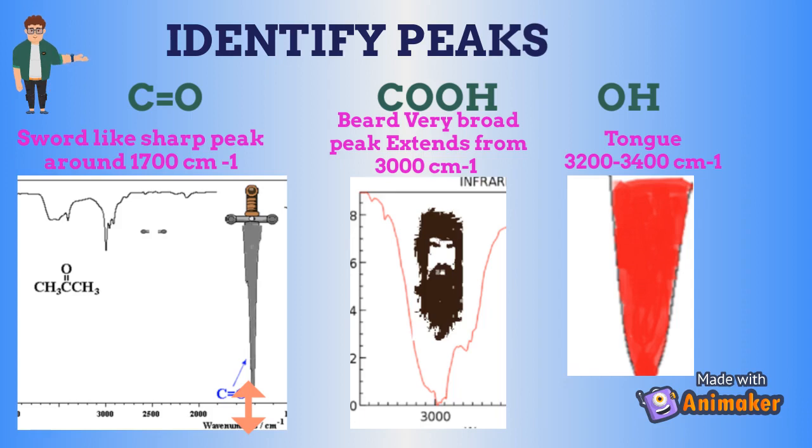Identify 3 peaks. A sword-like peak near 1700 cm inverse represents the carbonyl group. A hairy beard-like very broad peak near 3000 cm inverse represents the carboxylic acid group. And a tongue-shaped peak near 3200 to 3400 cm inverse represents the hydroxyl group. These shapes are unique and any person can identify these peaks at a glance.